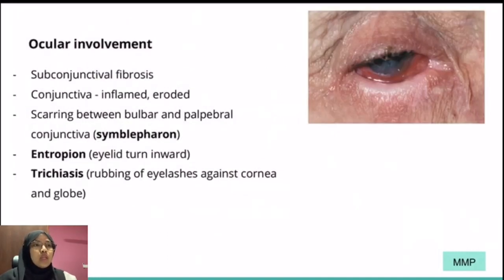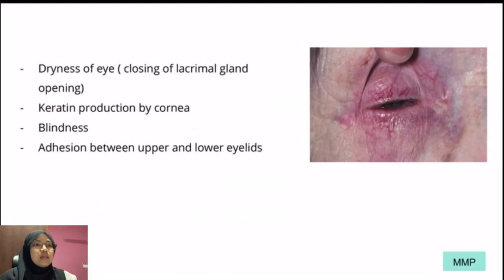Next, there is also ocular involvement. It starts as subconjunctival fibrosis, which then causes the conjunctiva to be inflamed and eroded. Then there is scarring between the bulbar and palpebral conjunctiva, which causes the eyelid to turn inward. As the eyelid turns inward, the eyelashes will rub against the cornea and globe. The scarring also causes closing of the lacrimal gland opening, and causes dryness of the eye.